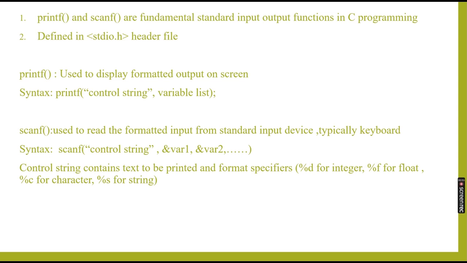Now the control string contains some format specifier depending upon the data type. So if it is an integer, then we have to use %d. If it is a float, then %f. For character, %c. For string, it is %s. And if it is a double, %lf. Now we'll see how this printf statement can be used to display the different data types.